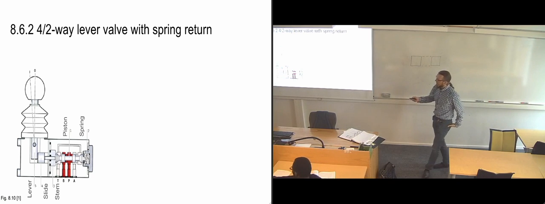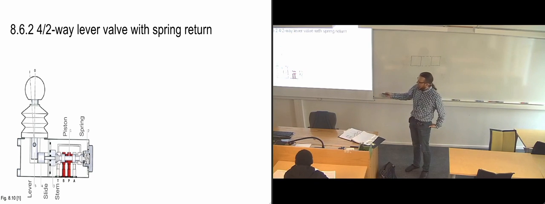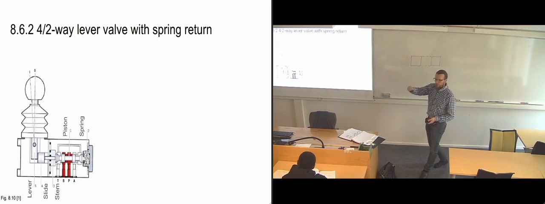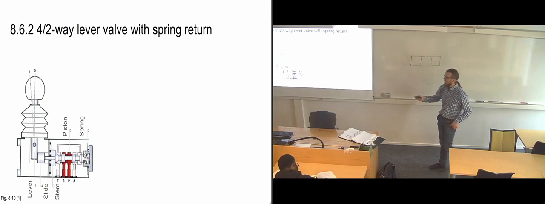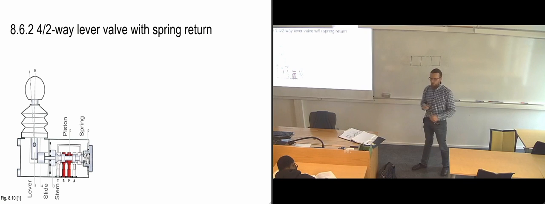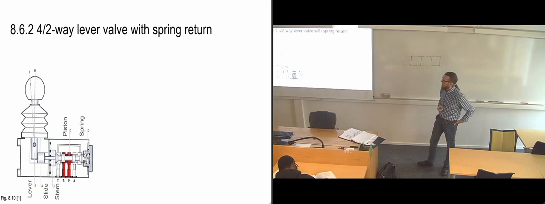So you can see that you're getting quite a lot of lever arm up here to where your hand is, compared to what you're getting down here. So the force that you are applying to the lever is being multiplied down here. So you're getting a lot more force on the slide itself than what you're actually giving the lever there.